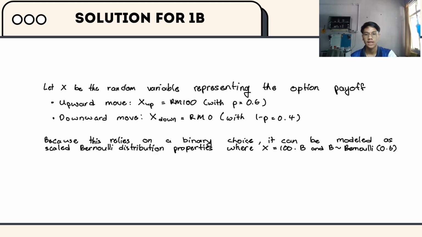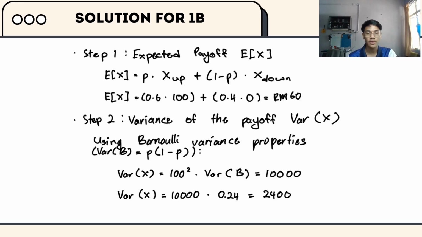0.6. To calculate it, we're going to have two steps. The first one is to find the expected payoff E[X], for which we will use the formula P times X up plus 1 minus P times X down. We just insert all the values, and we will get the expected payoff of 60 ringgit.